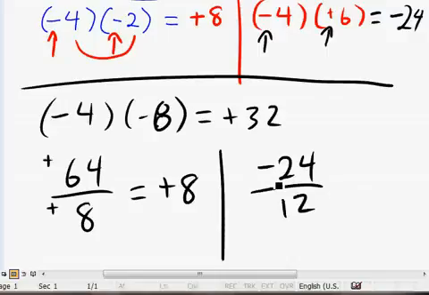What about negative 24 over 12? We have a negative sign on top, a positive sign on the bottom. They're different signs, therefore the answer is going to be a negative number. Negative 2.